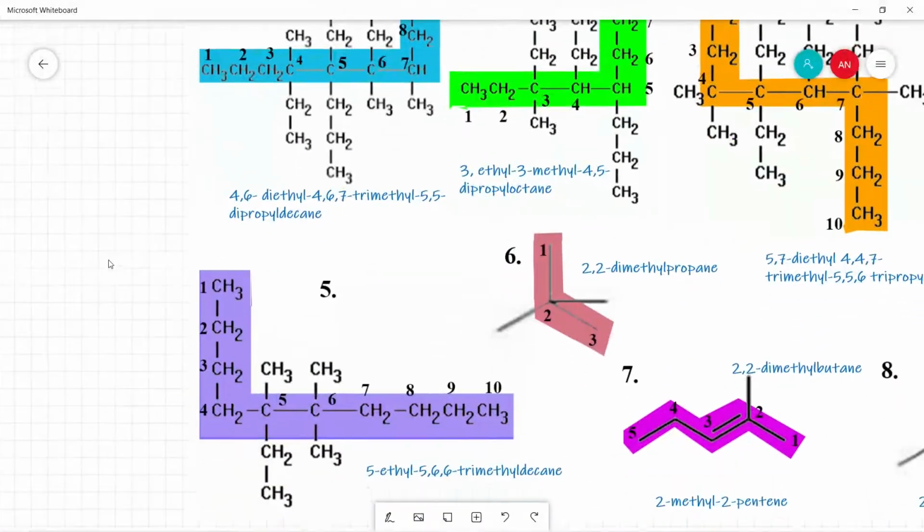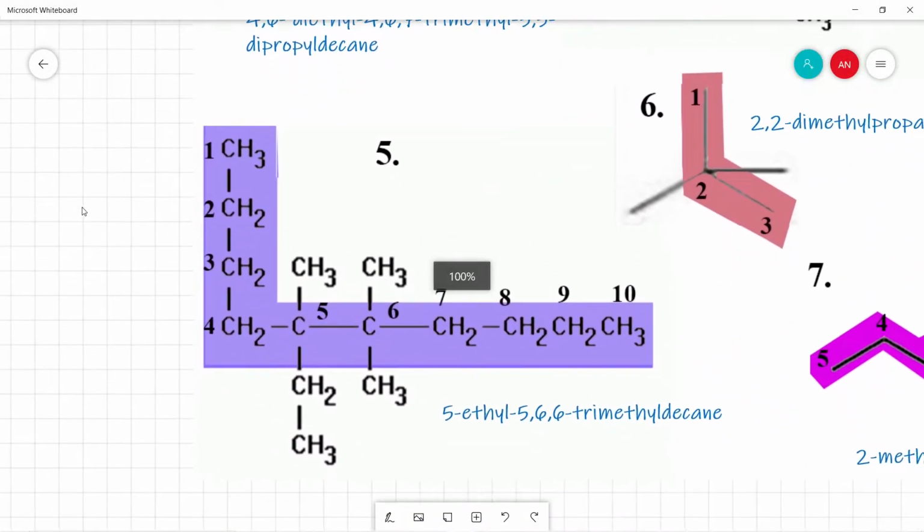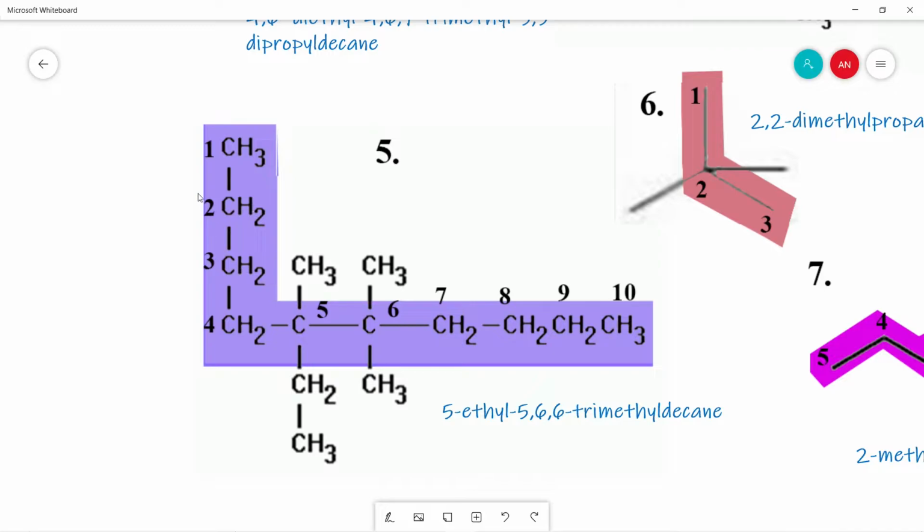Now moving to the fifth one. Its parent chain has 10 carbons, so its parent chain name is decane, of course. There are three methyl radicals on the 5th and 6th carbons, so 5,6,6-trimethyl decane, and there's an ethyl radical, so we go alphabetically: 5-ethyl-5,6,6-trimethyldecane.